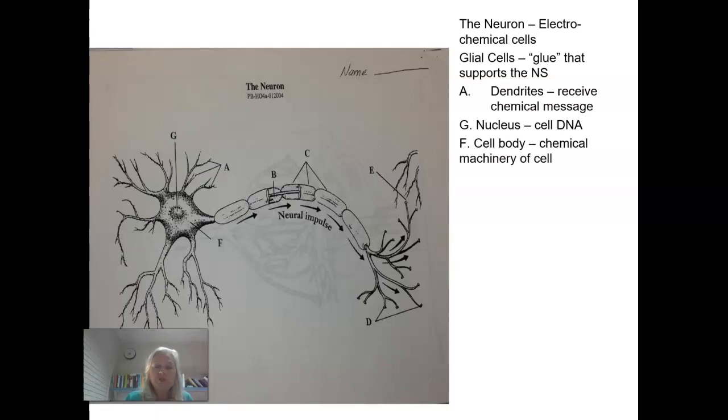This is the chemical machinery of the cell, and so it takes that chemical message that's being transmitted into the dendrites, and then it gives instructions to the rest of the neuron about what to do, whether to initiate an action potential and send a message down the electrical part of the cell, which is called the axon.